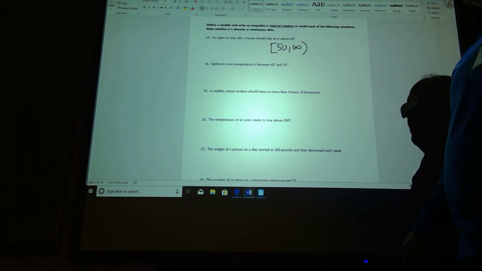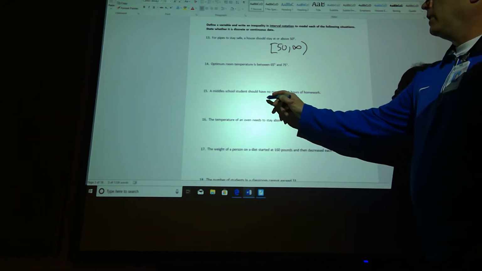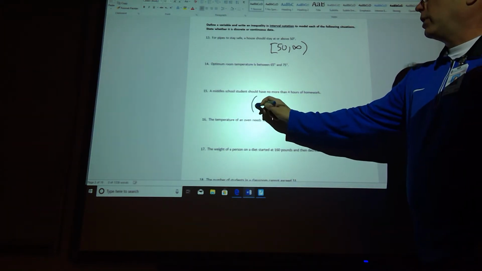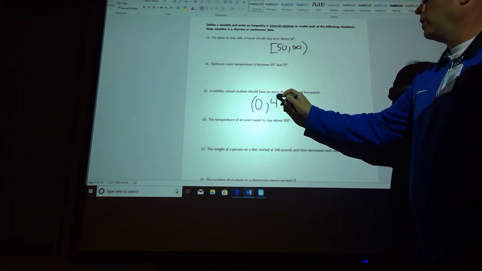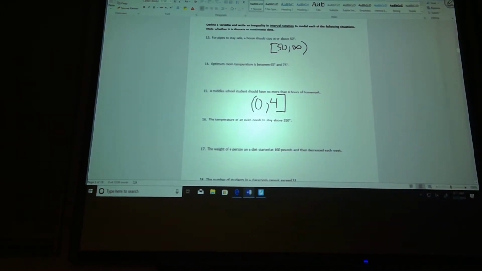The optimum, the middle school student should have no more than 4 hours of homework a night. So you probably have from 0 to 4 hours. And I'd say a square bracket, and that'd be continuous as well because you could have different amounts of minutes of homework. Okay, you could have 3.5 minutes or something like that.